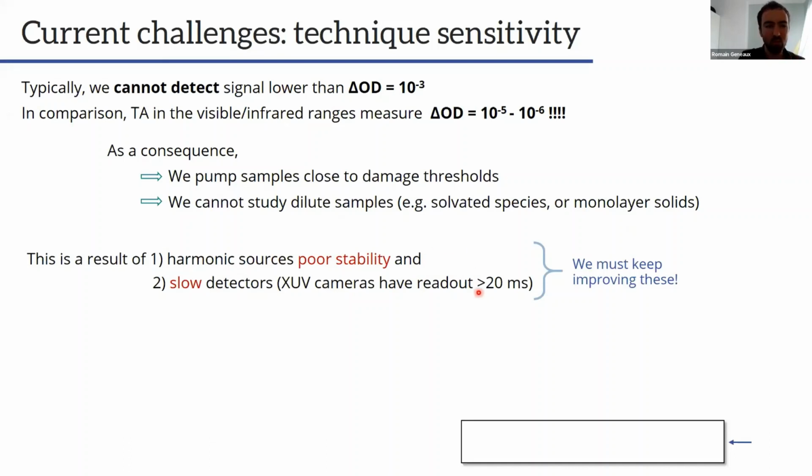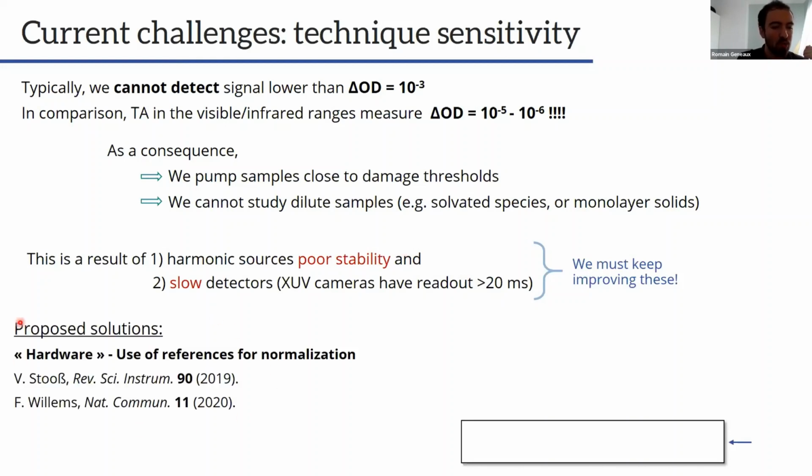And so this prevents you from doing any heterodyne detection or lock-in detection that people do in the visible to improve the sensitivity. So I think we must keep improving these. But in the meantime, people have come up with some solutions. Some solutions are, let's say, hardware solutions because it's ideas of using references. So if you have 2 XUV beams, one is absorbed by the sample and the other is not, then you can actually normalize all the harmonic fluctuations. And so these 2 papers do precisely that.